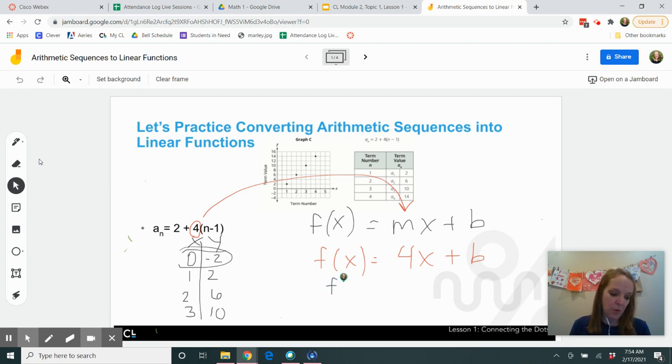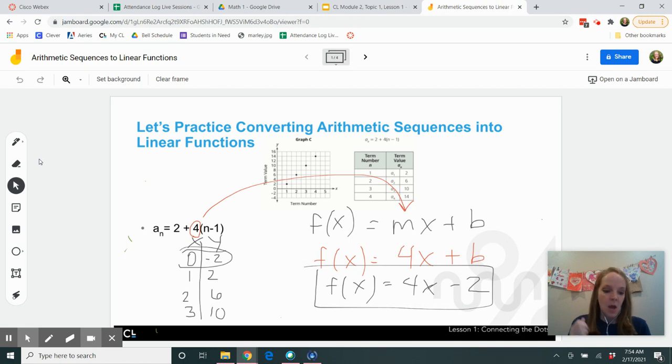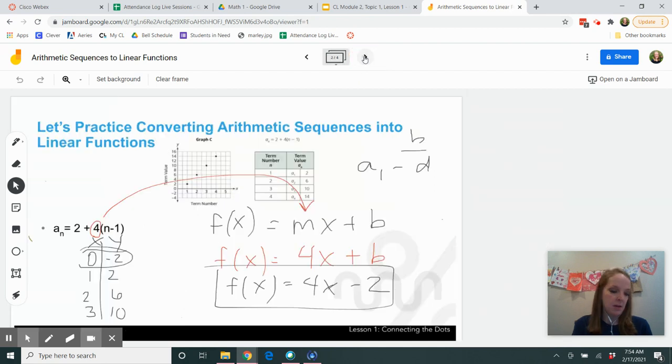I'm going to show you one more way just to keep it consistent. So now we have that 0 term, and it was a -2. So we can write that in our equation. Whenever you are looking for b, here's going to be your little formula. You're going to take a sub 1 minus the common difference. Always, always, always. That will always give you b. Take the first term, subtract the common difference. Okay, pause it if you need to. Let it sink in. I'm going to go ahead and start another one.